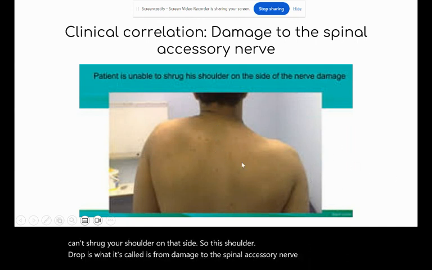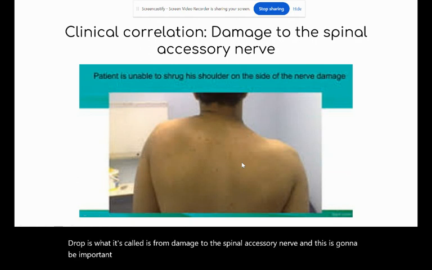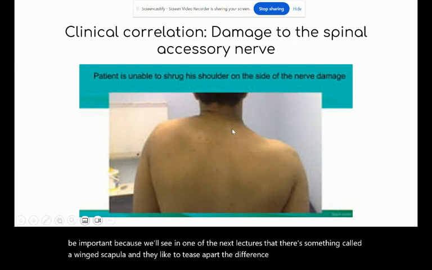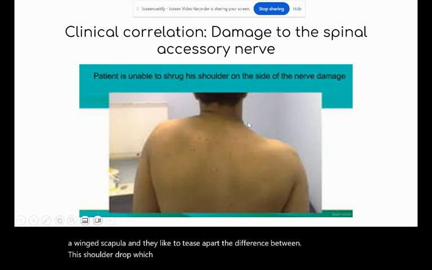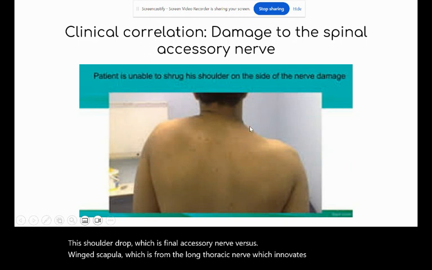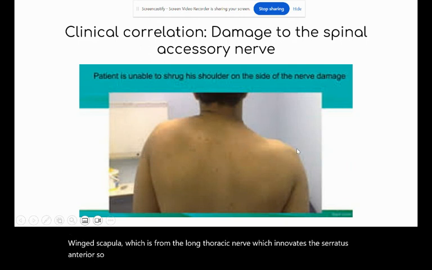And this is going to be important because we'll see in one of the next lectures that there's something called a winged scapula, and they like to tease apart the difference between this shoulder drop, which is spinal accessory nerve, versus winged scapula, which is from the long thoracic nerve, which innervates the serratus anterior. So shoulder drop, spinal accessory nerve.